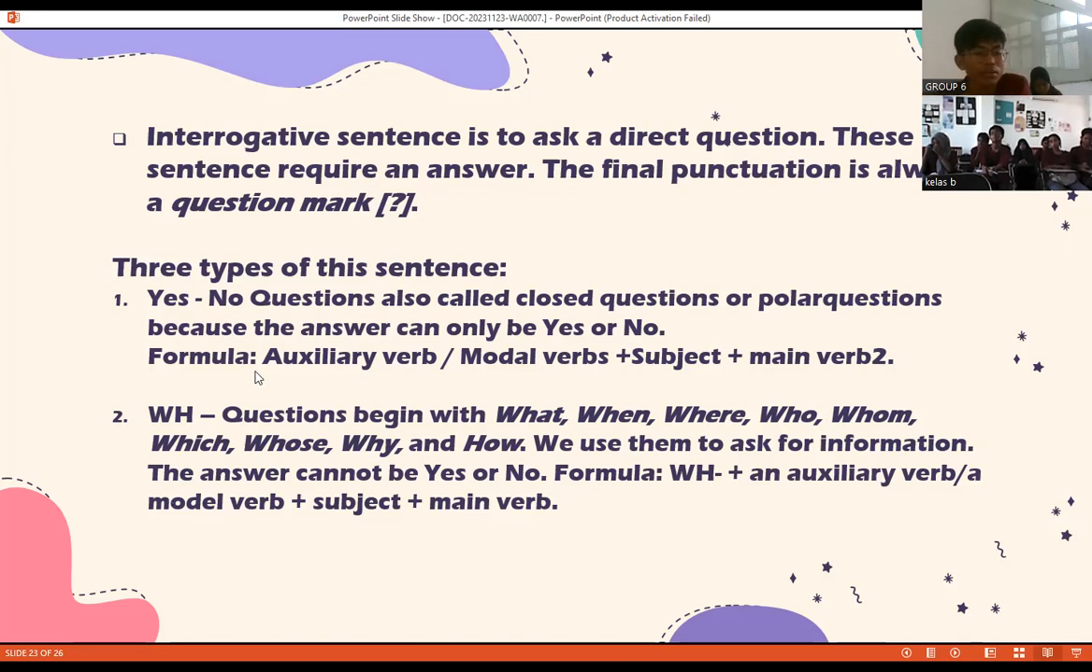Then there are WH questions. They always begin with what, when, where, who, whom, which, whose, why, and how. We use them to ask for information. The answer cannot be yes or no. So these W and H questions are for asking more detailed questions that need a clearer answer.